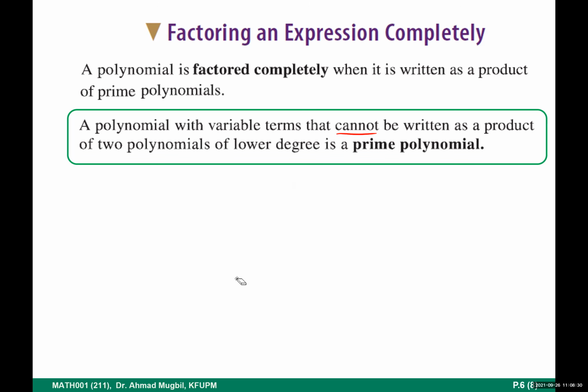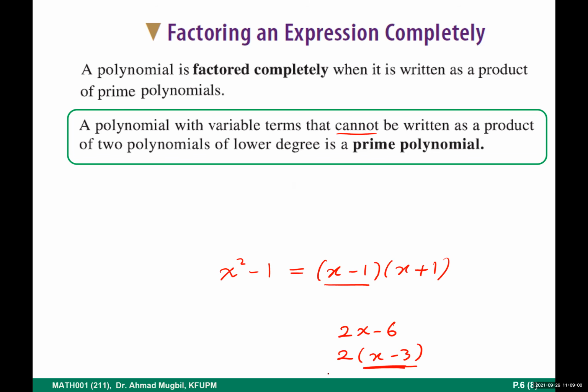Like what? Is x squared minus 1 a prime polynomial? No. It is not, because we can write it as x minus 1 times x plus 1. We can write it as a product of two polynomials of lower degree. Now x minus 1 is of degree 1. Can you factor it more? No. Is it prime or not? Yes. This is prime. Is 2x minus 6 prime? No. It is not, because you can factor it. You can take 2 as a common factor. Now this polynomial is prime.